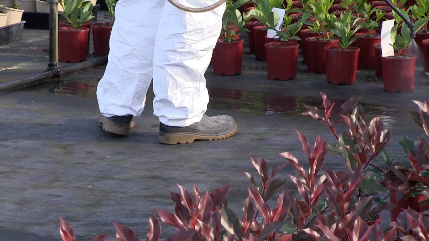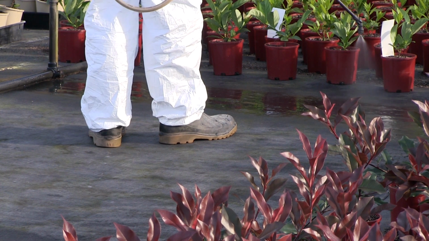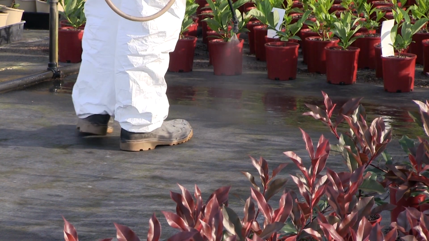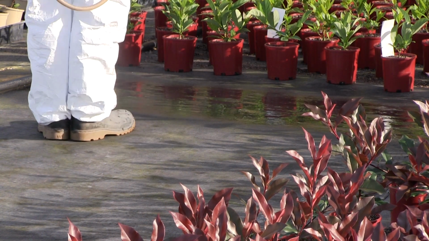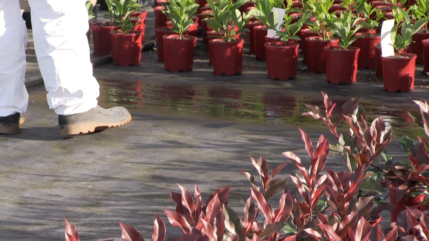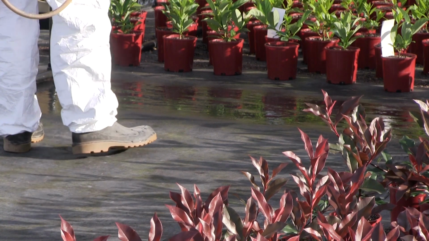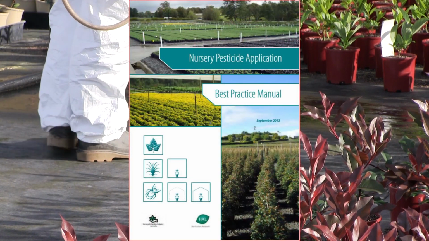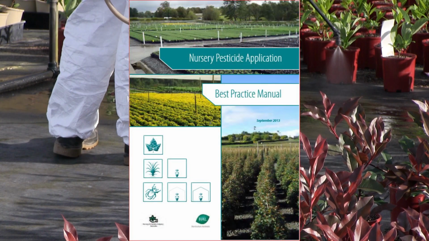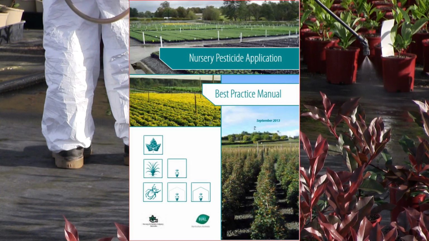Before applying fungicide, special consideration must be given to the type of pest, the fungicide's mode of action, the production environment, including the influence of shade structures and the irrigation system, and the proximity of staff. For more information, refer to the Nursery Pesticide Application Best Practice Manual.